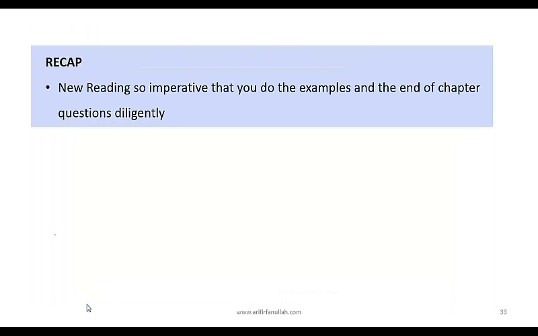Let's have a quick recap of this reading. This reading is very challenging. So it's imperative to do the examples and end of chapter questions diligently. Thank you.